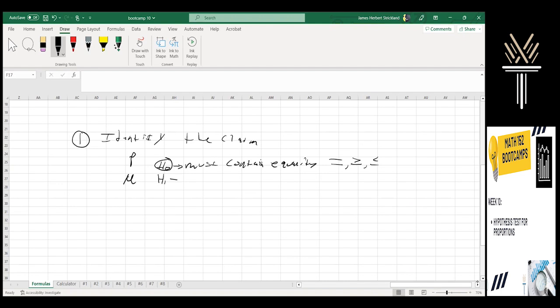Contrary, then, the alternative statement cannot contain equality. So it can only have not equal to, less than, or greater than. And also notice that I put them in order on purpose. These two are considered opposites.